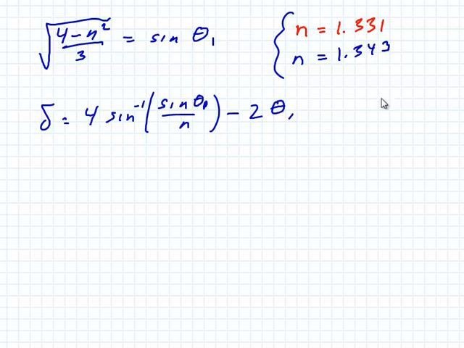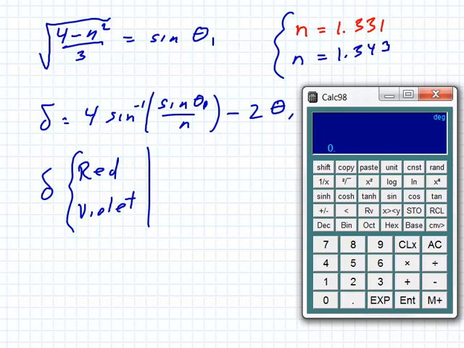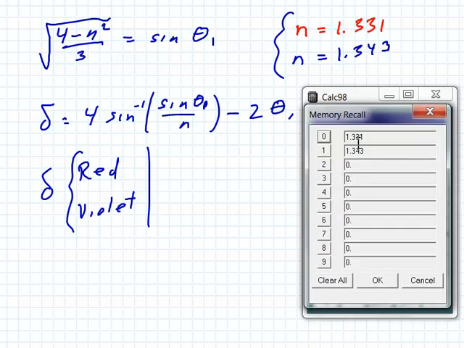So here's the agenda. We're going to calculate values of theta 1, then plug theta 1 in here and find the corresponding delta. So our goal is to find delta for the red and the violet ends of the spectrum. We'll see what those turn out to be. Okay, I've entered the two values of n for red and violet right here. The 0 register has the red version, and register 1 has the violet version. Let's stick with red all the way through and then come back and do it again for violet.